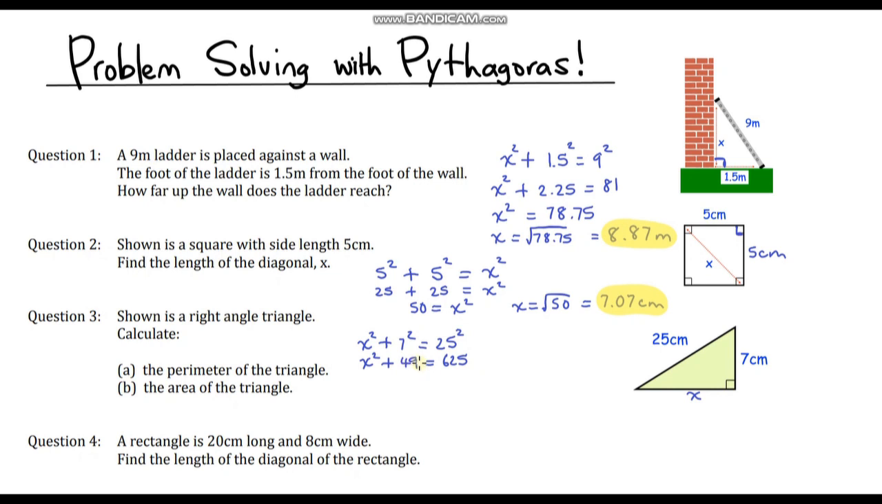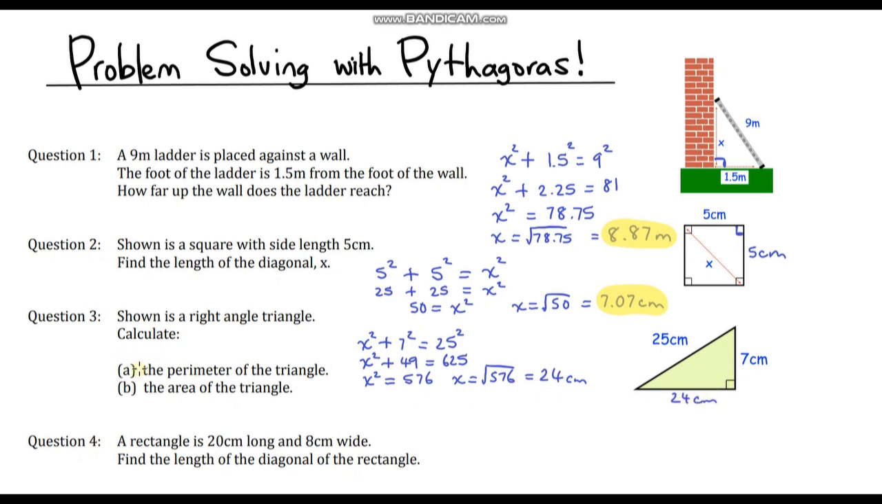Okay, and now let's subtract 49 from both sides. So we'll be left with x squared is equal to 625 minus 49. That's 576. So then x is going to be equal to the square root of 576. So let's put that into the calculator. And that's quite nice because we get an integer answer. That is 24. So 24 centimeters is x. So I'm just going to rub out this now and just put in 24 centimeters.